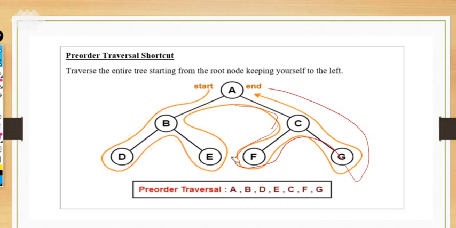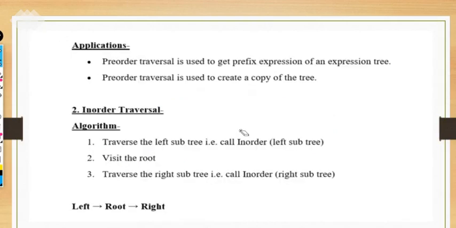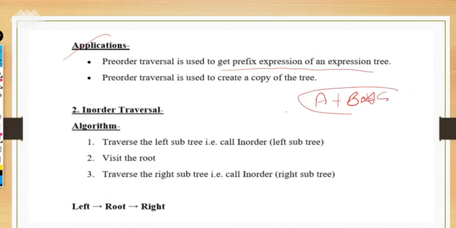Okay, so I hope it's very simple to understand. It's clear to all. Next, we have the application of pre-order traversal. Without application, there is no use, right? So it is used to get the prefix expression of an expression tree. Like you have to solve an expression, like A plus B multiply by C. So you can also solve this kind of expression with the help of pre-order traversal. It is also used to create a copy of the tree.